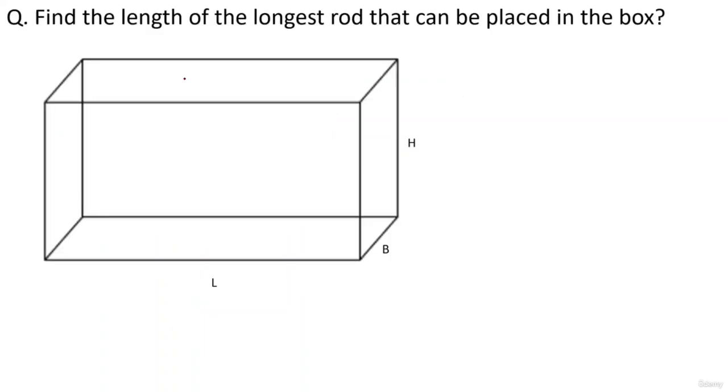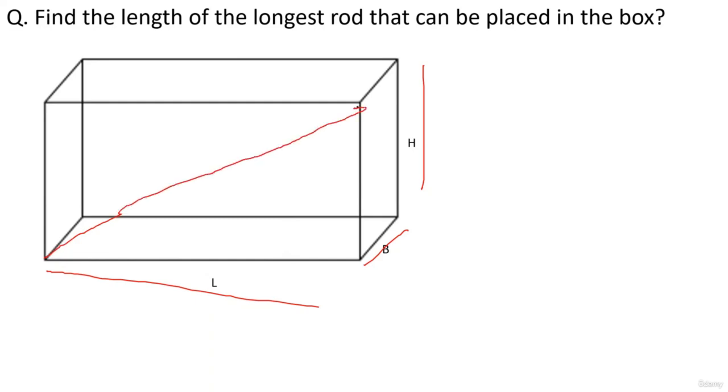If I ask you, find the length of the longest rod that can be placed in the box. Now guys, you can observe there are different ways to place the rod in the box. You can place it across the length, across the breadth or the height. You may place it across the diagonal formed by the length and the breadth, so it is going to be something like this. You can also place it across the diagonal formed by the side faces. The rectangle between B and H forms a right angle triangle, and the rod would be its hypotenuse.